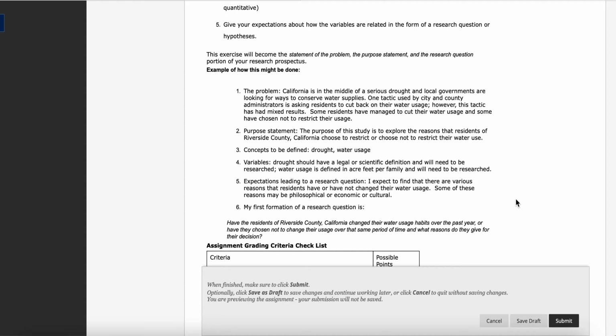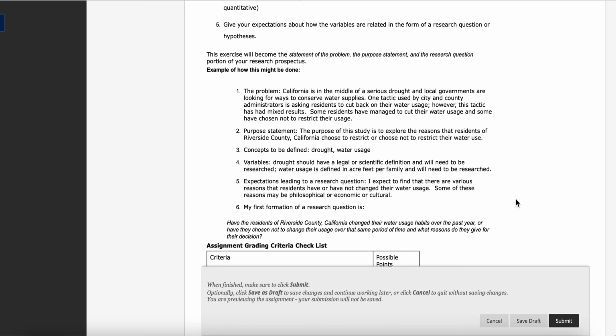One tactic used by city and county administrators is asking residents to cut back on their water usage. However, the tactic has had mixed results. Some residents have managed to cut their water usage, and some have chosen not to restrict their usage. So, the purpose statement: the purpose of this study is to explore the reasons that residents of Riverside County, California, choose to restrict or choose not to restrict their water use.